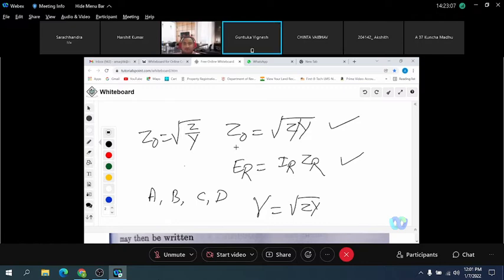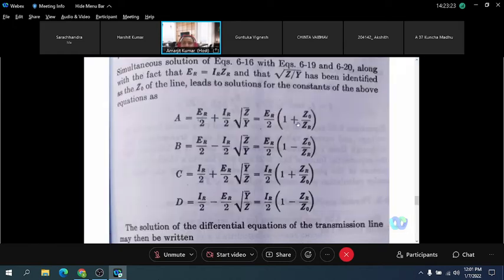A little part I missed, sir. No problem. So Z naught, you put root Z upon Y, ER is equal to IR into ZR. Then you can write A, B, C, and D in terms of ZR and Z naught. So A will be equal to ER by 2 into 1 plus Z naught by ZR.